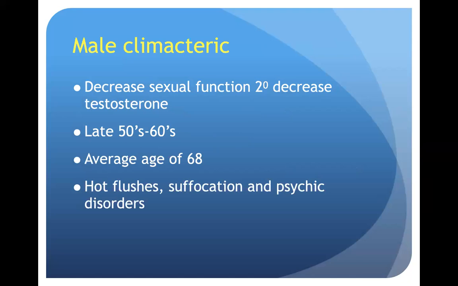Ano naman tong male climacteric? Di ba? Ito yung opposite ng menopause sa females. Okay, so this is the decreased sexual function secondary to the decreased testosterone. So if you remember the graph earlier, diba, mentioned that around 50 to 60 years old, mag-start na mag-decrease yung testosterone mo. Okay, so that you will now start to have yung male climacteric na tinatawag. So average age is around 68 years old. So you may have the manifestation ng hot flashes, suffocation, and as well as sometimes psychic disorders.